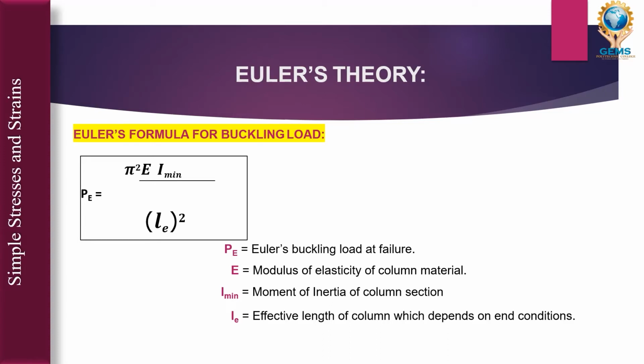P equals pi square E I minimum divided by LE square. As I told you, what is LE? Effective length of the column. And effective length of the column is different for many conditions. Understand? If both ends will be fixed, then another formula. If both ends will be hinged, then another formula. So you have to remember those things. Understand? That's why I told you earlier.